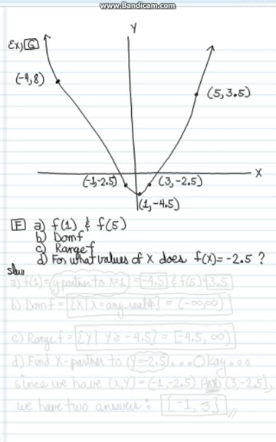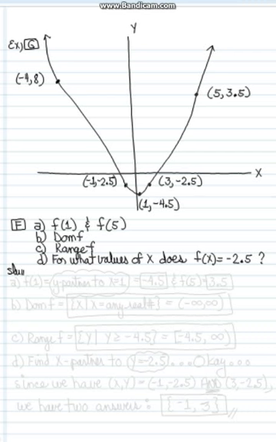They want me to find part A, f of 1 and f of 5. Part B, the domain of the function f, because this is a picture of f. I should have said that. This is a picture of the function f. Part C, the range of f. And part D, for what values of x does f of x equal negative 2.5?